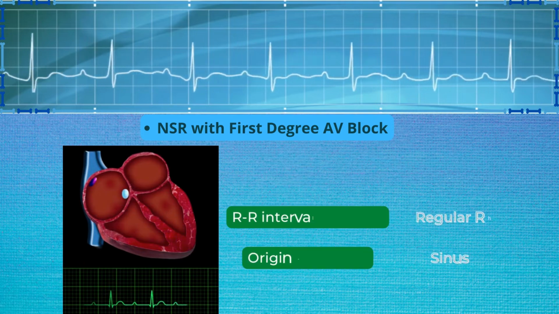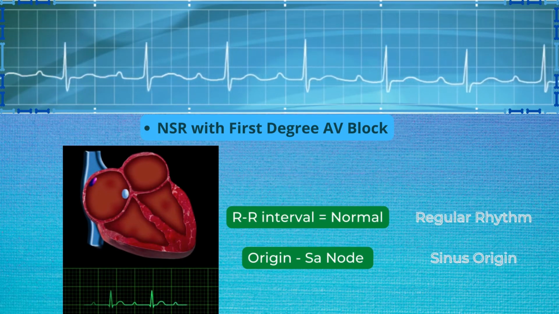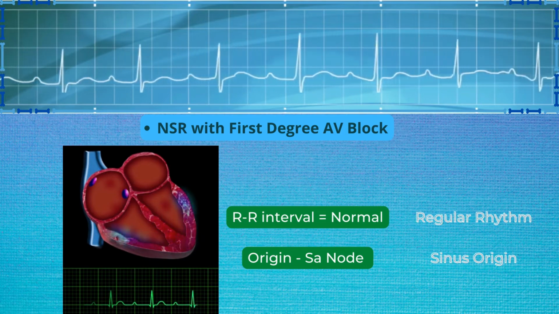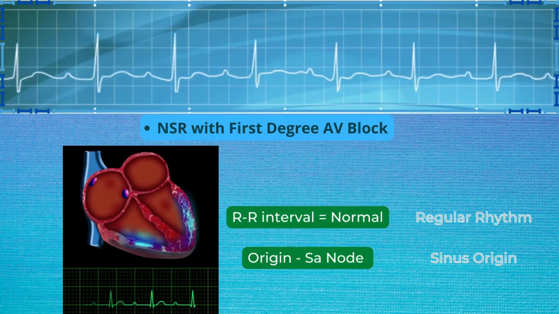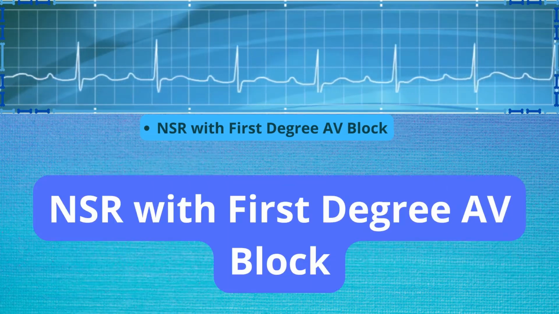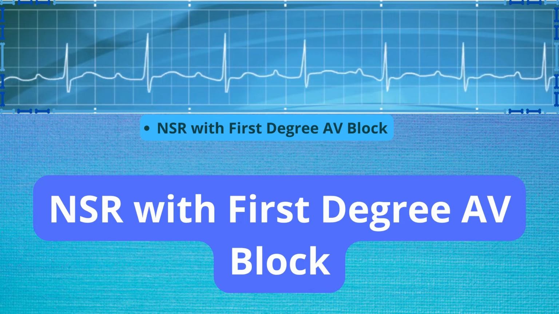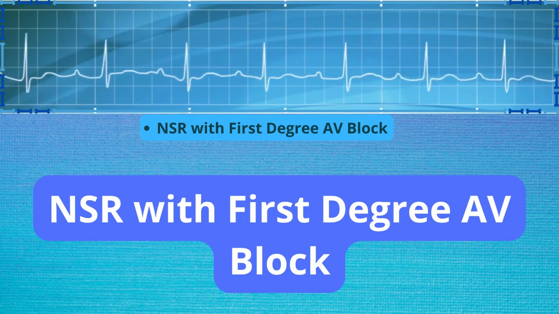The R to R interval is constant, meaning a regular rhythm, and the origin of the impulse is the SA node, so it's sinus. The underlying rhythm should be identified and named prior to claiming a first-degree AV block. For example, this rhythm is a normal sinus rhythm with a first-degree AV block.